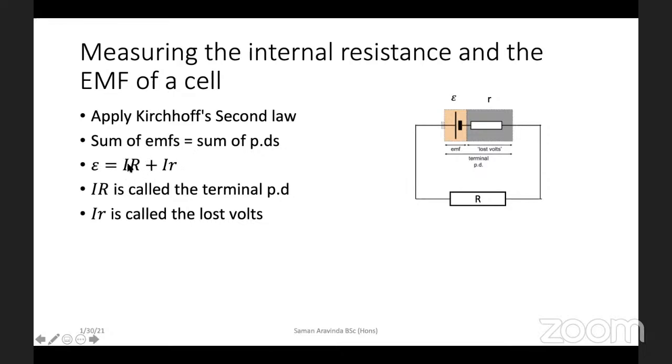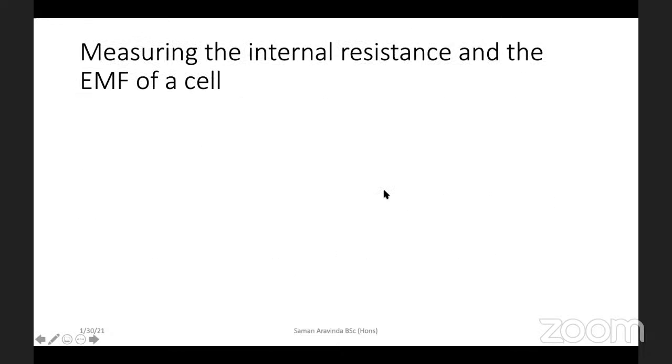It's another potential divider. Do you understand? So R and simple r. Did you mark EMF, lost volts, terminal potential difference? Right, now I'm going to do the experiment.